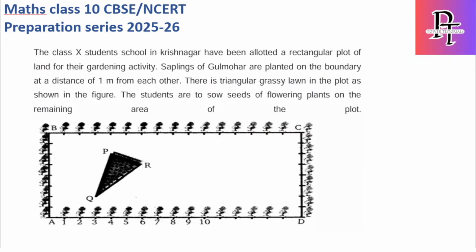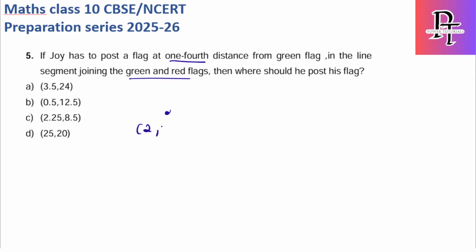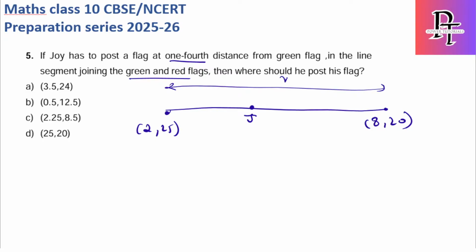(2, 25), and we have the second point, which is (8, 20), and here we need to place a point by Joy. The flag colors they have mentioned; I'll just mention it as Joy's point. What they are saying is the distance is 1/4 from the green flag. So for example, the total distance, suppose it is x, then this distance is x by 4, or simply the rest of the position is 3x by 4.